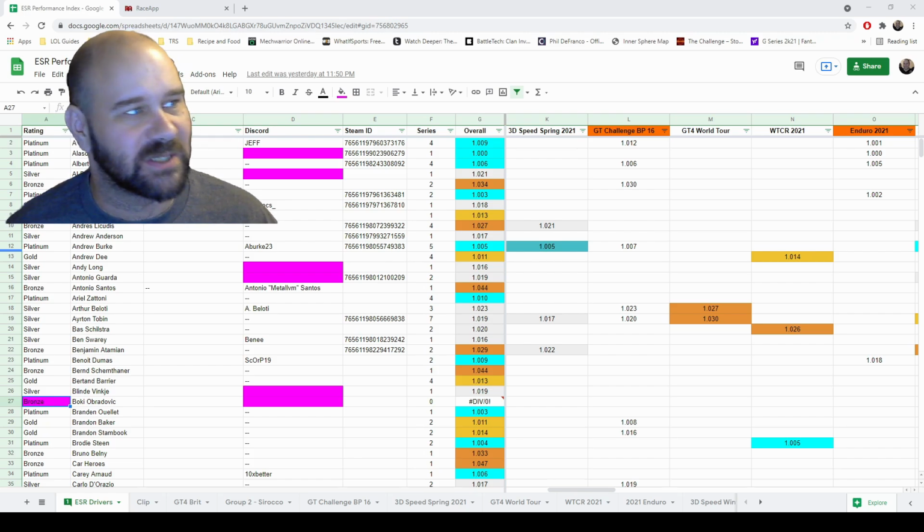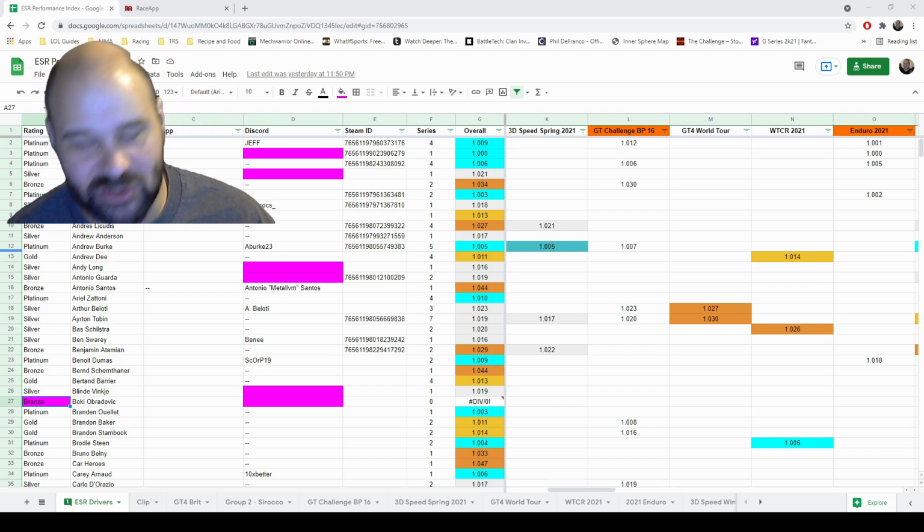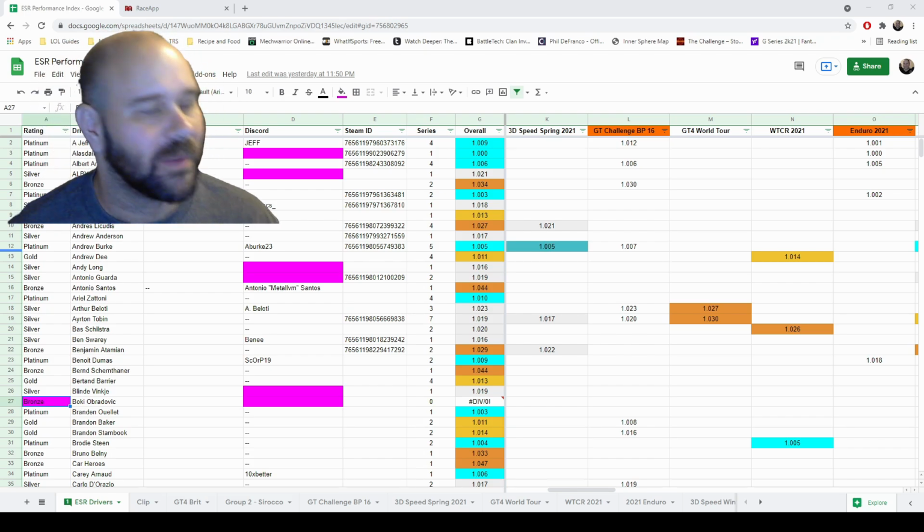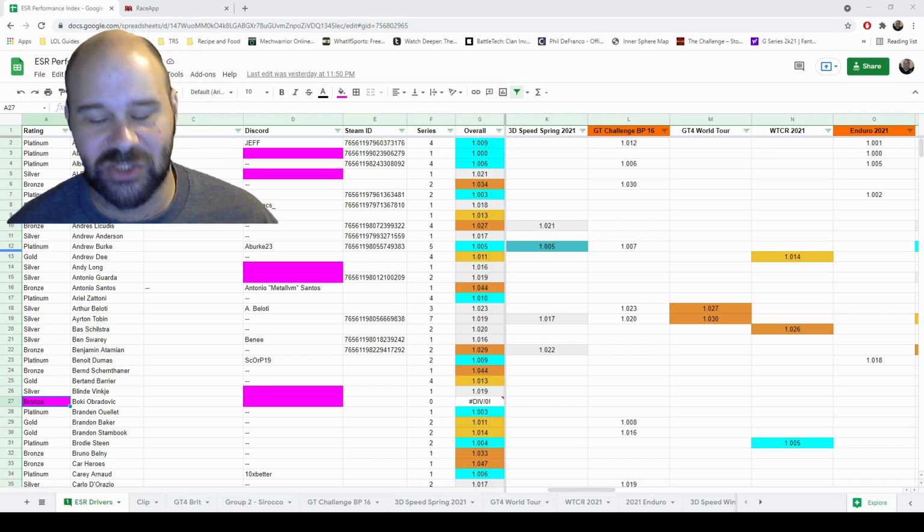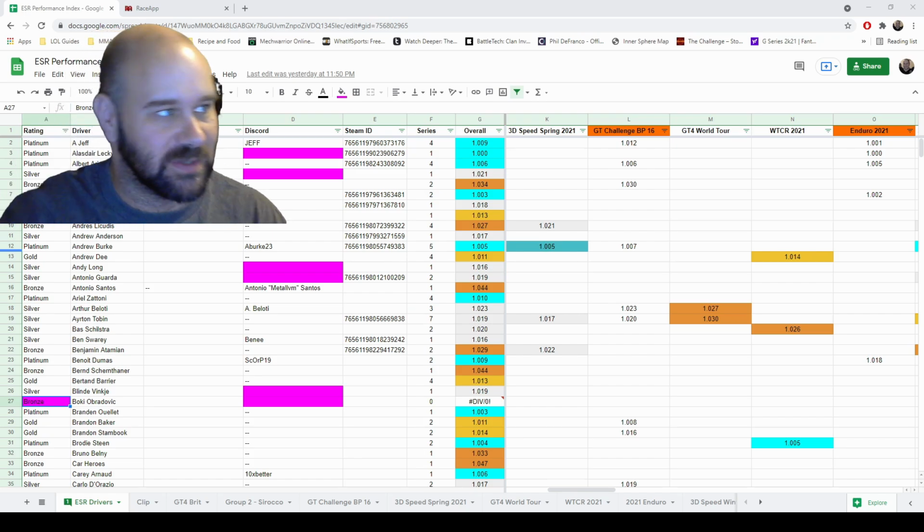You do a qualifying session, you're compared to pole. You do a race, you're compared to the best lap. You're compared to the best average pace time, which is usually the winner. And that gives you a ratio stat that goes into this spreadsheet here.